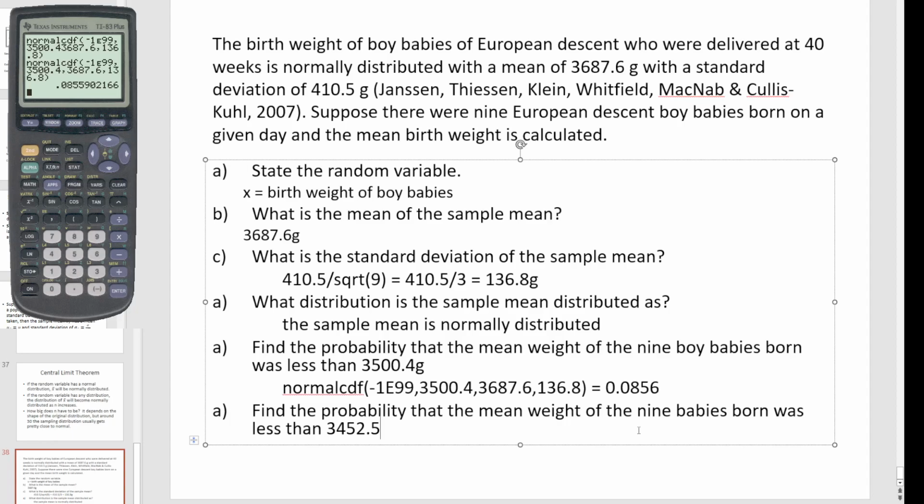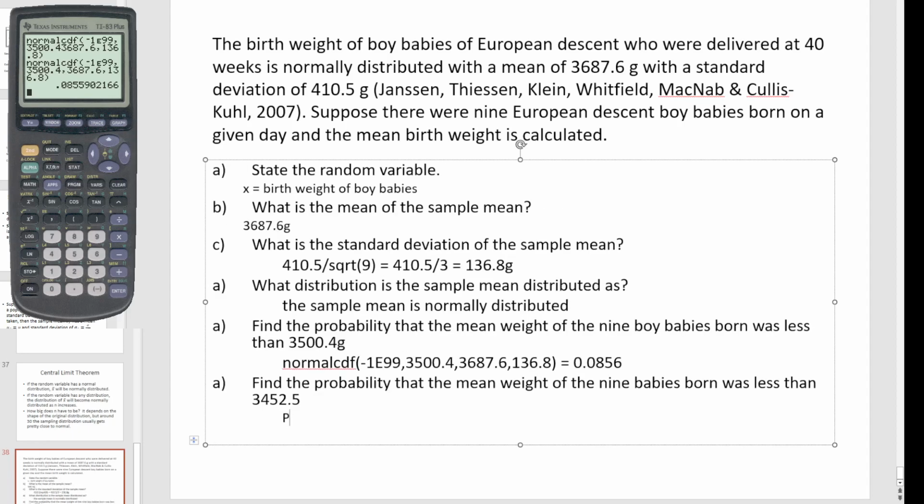And for find the probability that the mean weight of the 9 babies born was less than 3,452.5 grams. This is a very similar problem, right? I didn't type out what the probability is here, but this is the probability that x bar is less than 3452.5. This is another normal CDF problem. We're once again given an upper limit and not a lower limit. So our lower limit is negative 1e99. Our upper limit is going to be 3452.5.